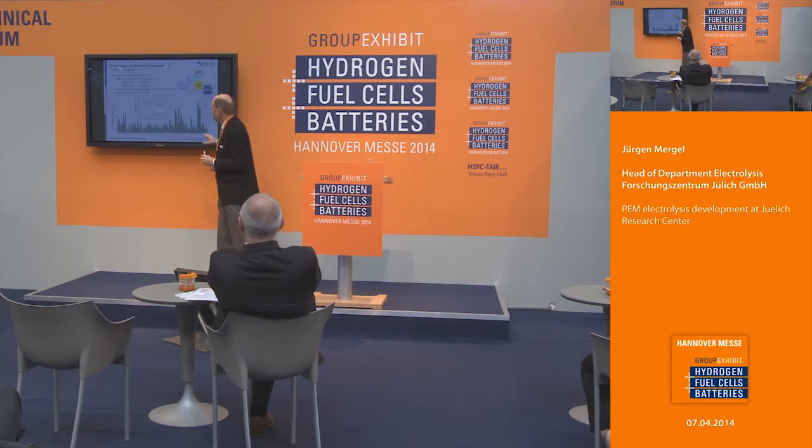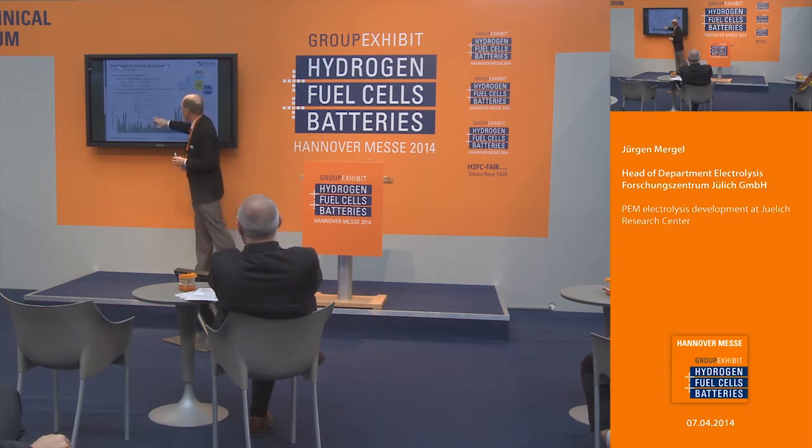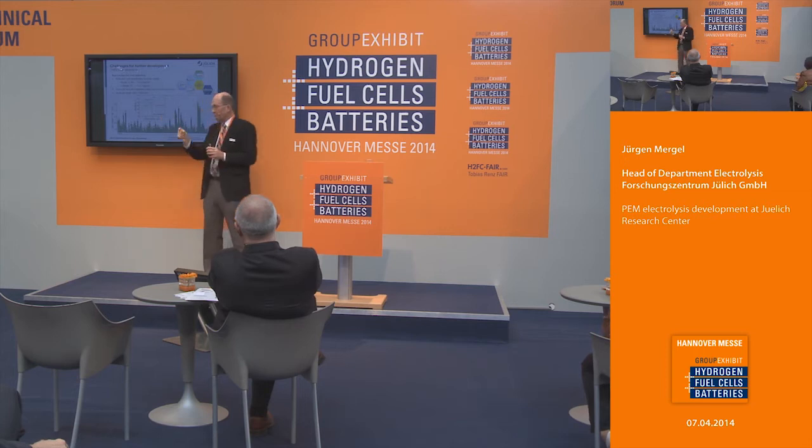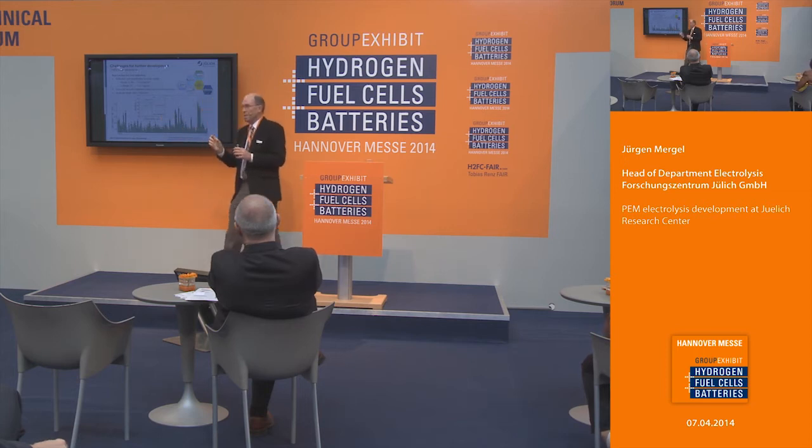If you look at the performance with this loading, this is very good. So with 0.2 and less than 1 milligram per square centimeter for the anode, you can reach current densities of 1 amp per square centimeter at cell voltages in the range of 1.6, 1.65. But this is with Nafion 1112 with very thin membranes, and that means that the ohmic losses are very low.